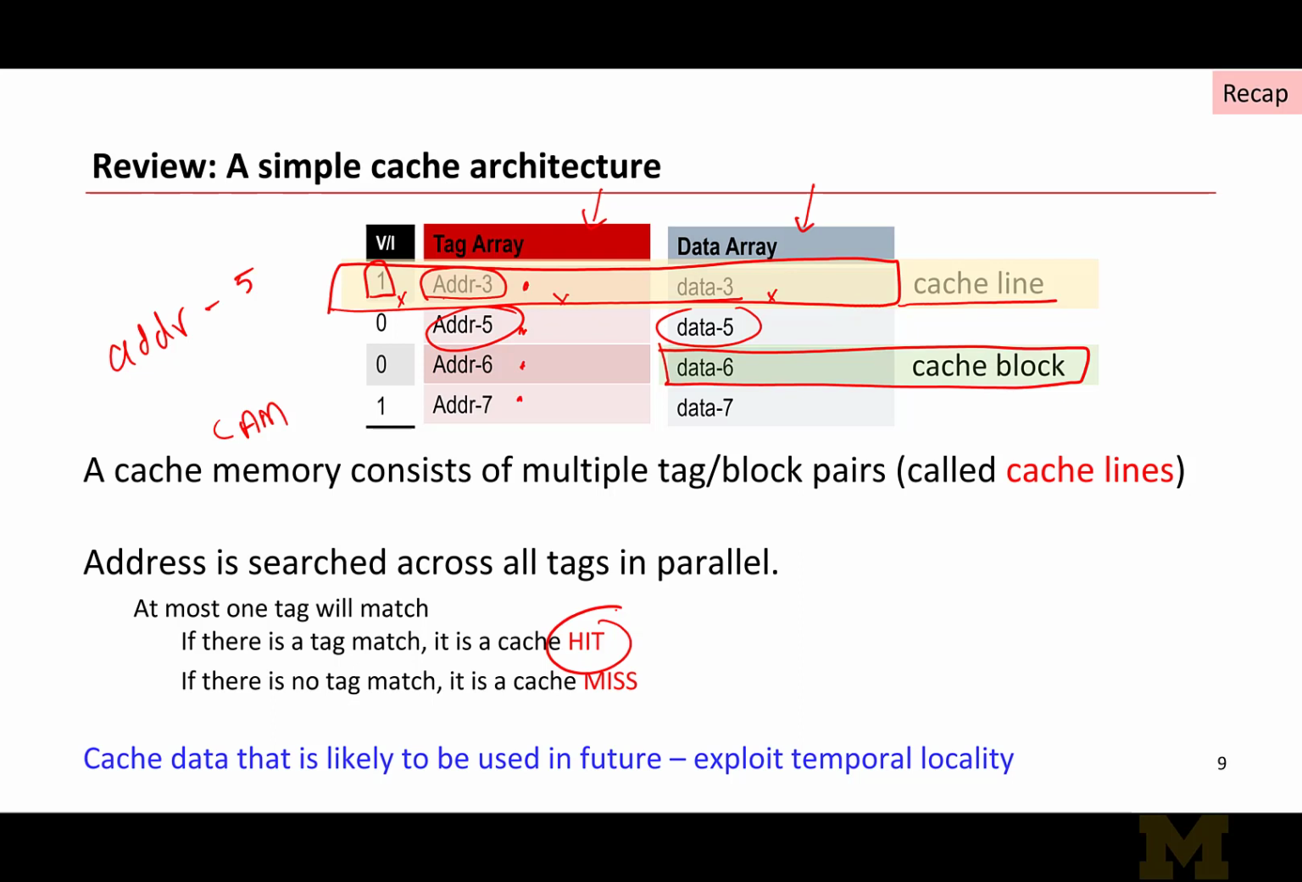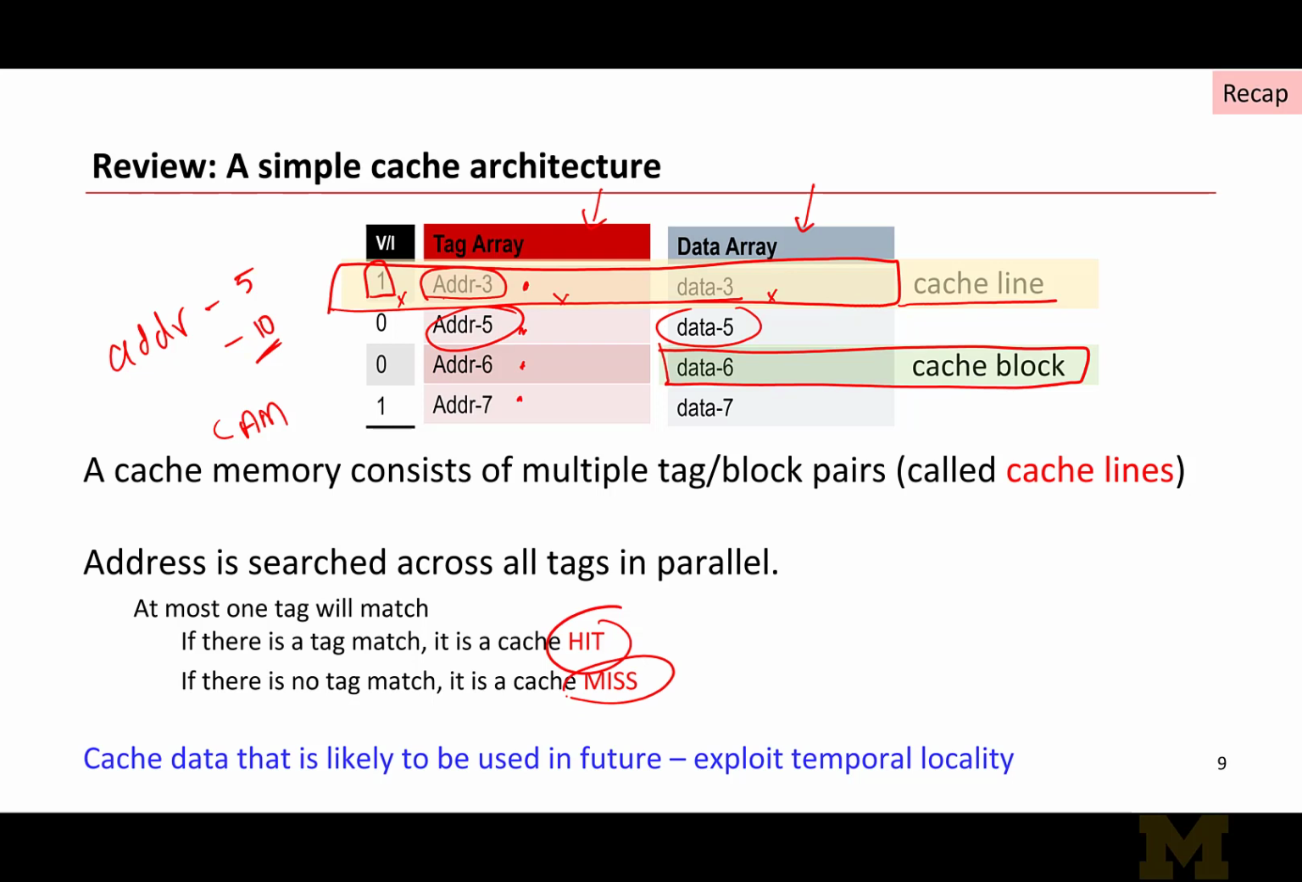It's possible that I don't find the address because remember, the cache is a smaller size than the entire address space. I'm only caching a subset of all possible addresses. So it's possible that the address that I want to access, let's say address 10, I check the tag array, the CAM says I don't find the address, so that would be a cache miss.